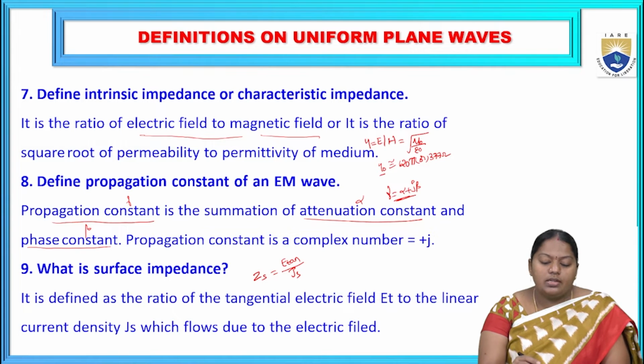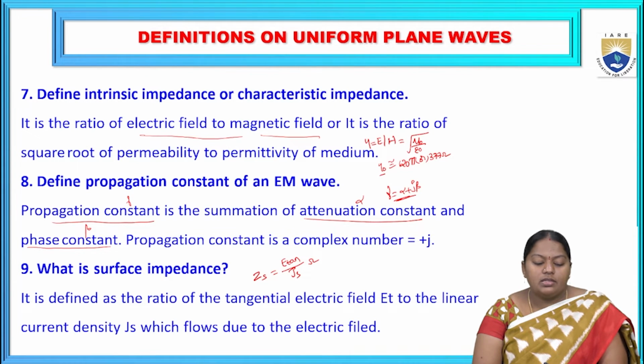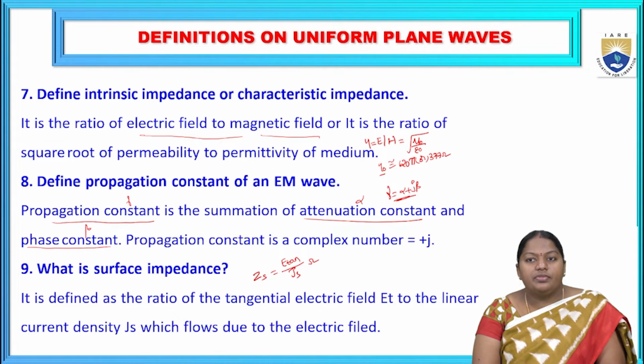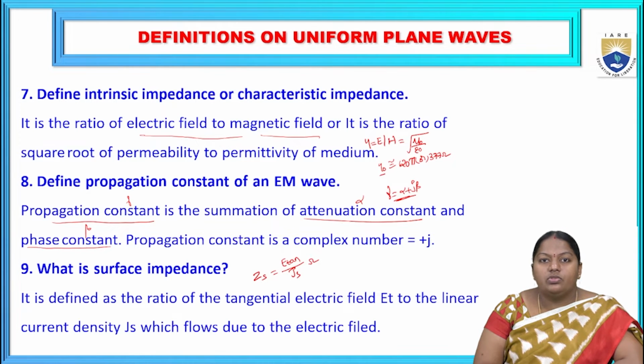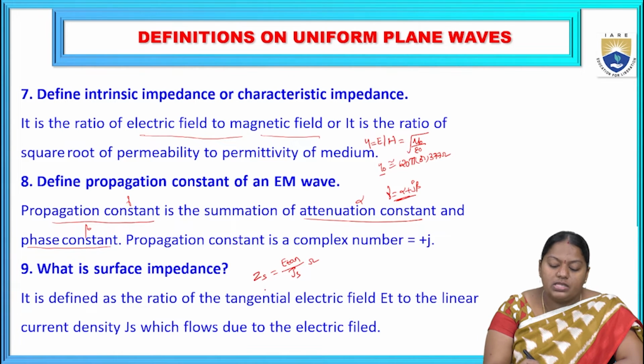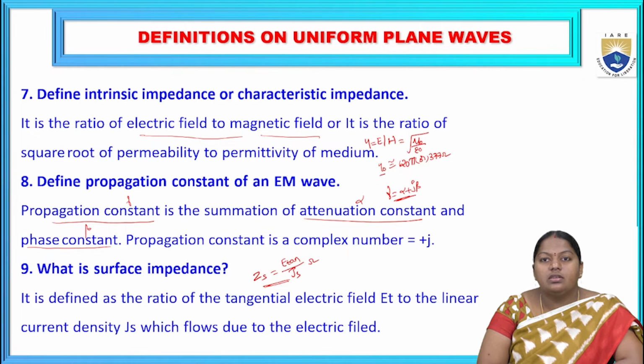Surface impedance is also defined as the ratio of the tangential component of electric field strength to the linear current density Js, which flows due to the electric field intensity. That is represented with Zs, which is given by E tan by Js, and generally it is measured in ohms.